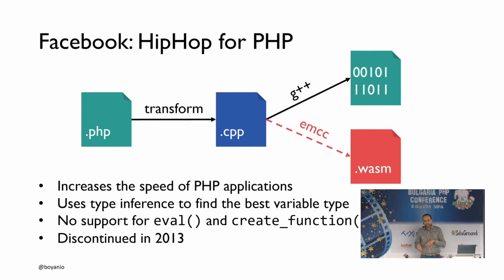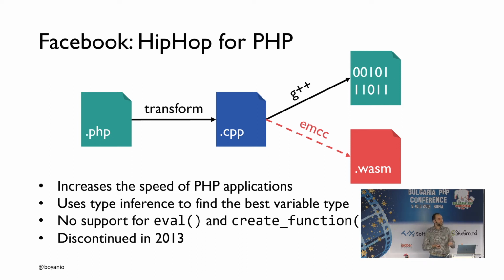For many years, Facebook had a project called HipHop for PHP. Facebook has a huge code base written in PHP, so for them performance is very, very important. That's why they started this project. What it basically did was transform PHP code into C++, and then they used the g++ compiler to turn this into native code. And they saw really increased speed.